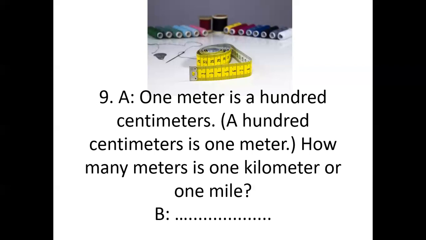How many meters is 1 kilometer or 1 mile? 1 kilometer is 1,000 meters.